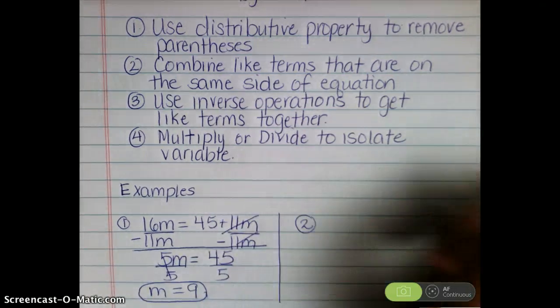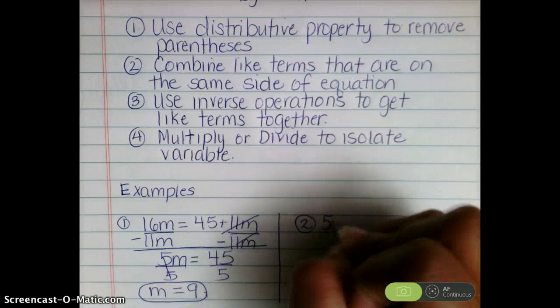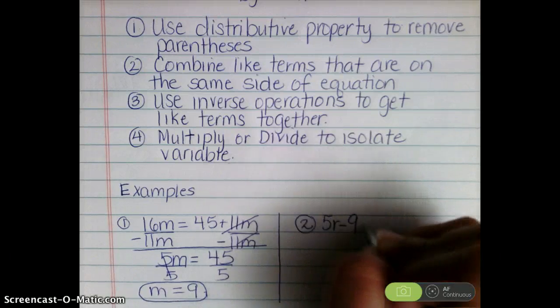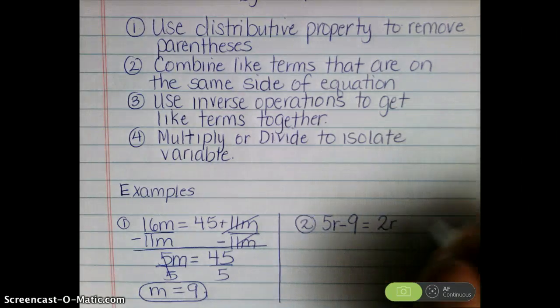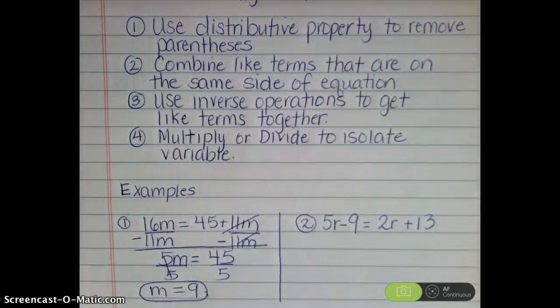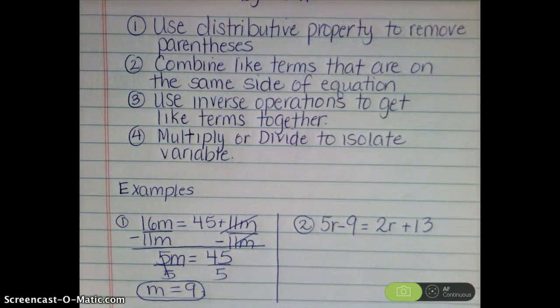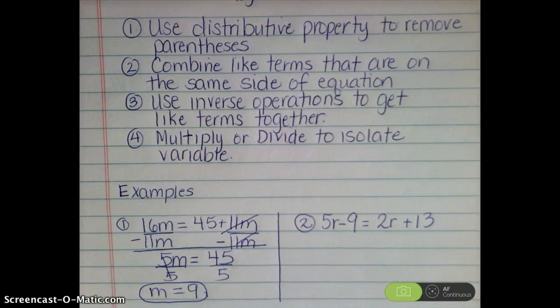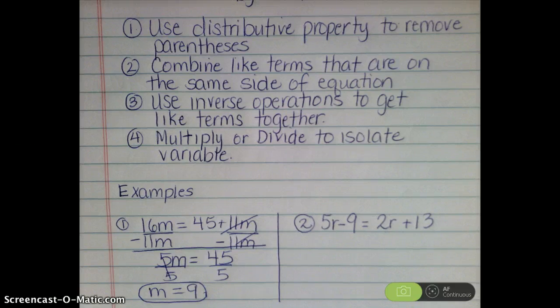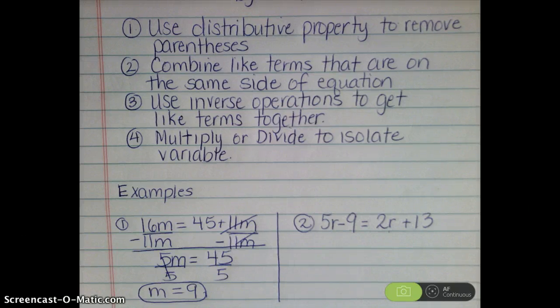Okay, example 2 is 5r minus 9 equals 2r plus 13. Okay, first step, use distributive property. There are no parentheses, so no need to distribute. Second step, combine like terms that are on the same side of the equation. Okay, here I've got a 5r minus 9. Here I have a 2r plus 13. No like terms on the same side.